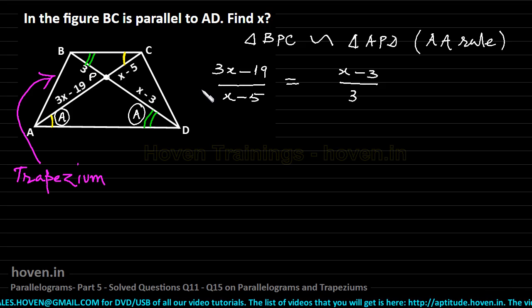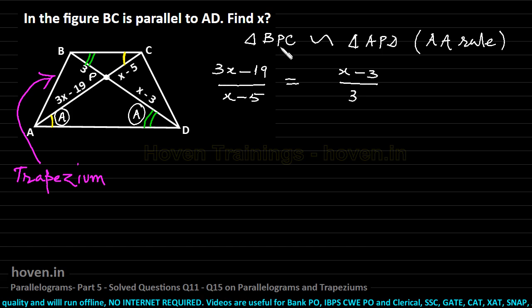You could have written this ratio in just one step if you remembered the fact that the diagonals are divided proportionately when they cut each other at a point P. By remembering that, you could have simply written this whole thing in just one step. But if you do not remember, then you can establish the similarity of these two triangles and still come to the same conclusion. Now we can cross multiply.